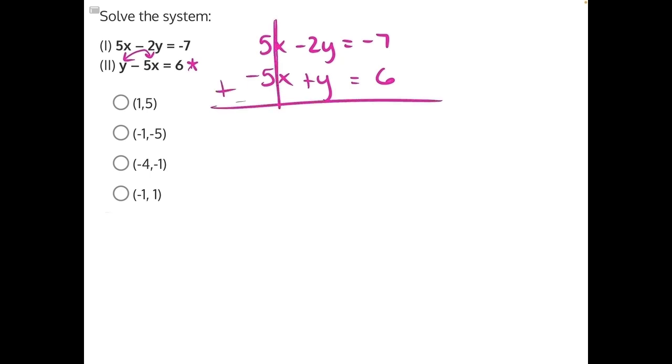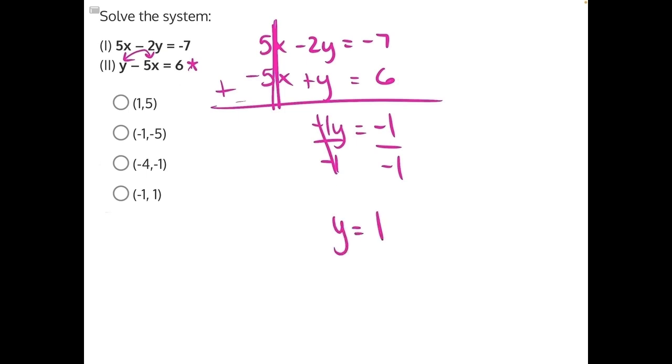These will cancel or eliminate each other out. And then we'll have negative 2y plus y will give us negative 1y. And that will be equal to negative 7 plus 6 will give us negative 1. Now we just need to divide both sides by negative 1, our opposite operations, and that will leave us with y is equal to positive 1.